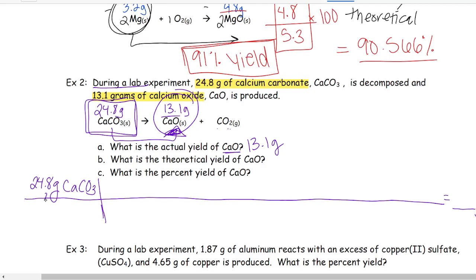So if I'm starting in grams of CaCO3, again, I start with this because this is the given amount of reactant. What we're answering is, if I have this much reactant to start, how much product should be able to form? I would bring down grams of CaCO3 and put moles of CaCO3 on the top.